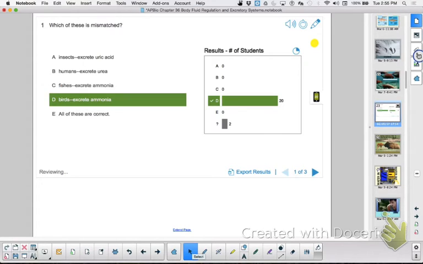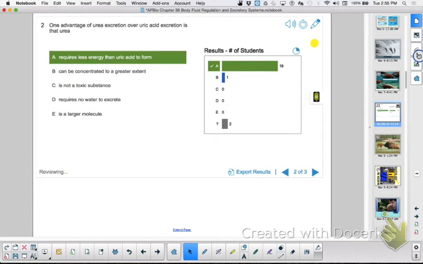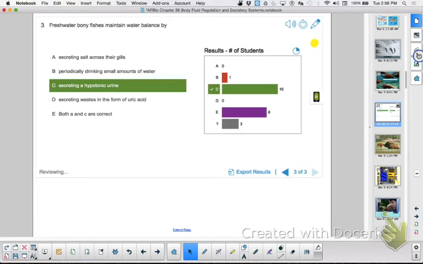Good job. Birds excrete ammonia. No, what do they excrete? Uric acid. Muy bueno. One advantage of urea excretion over uric acid excretion is that urea requires less energy than uric acid, but less water than ammonia. Okay, got it in your head? Do you need me to say it again? I said that's a good essay question. Oh, it is. This might be a really good one, too.